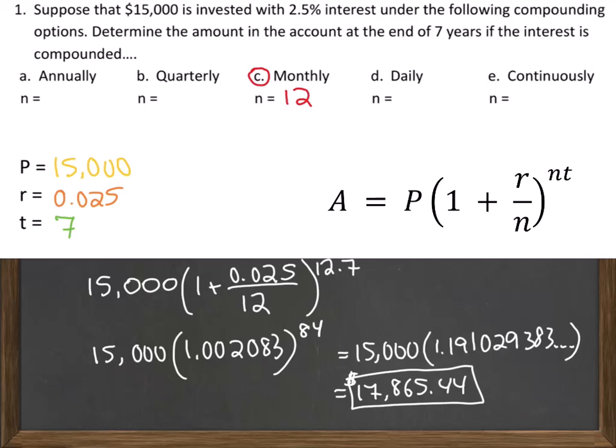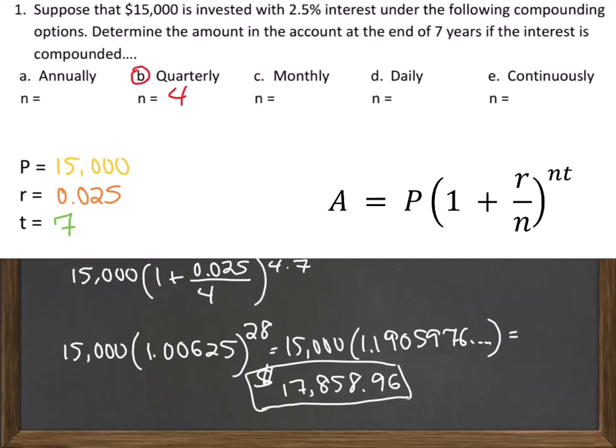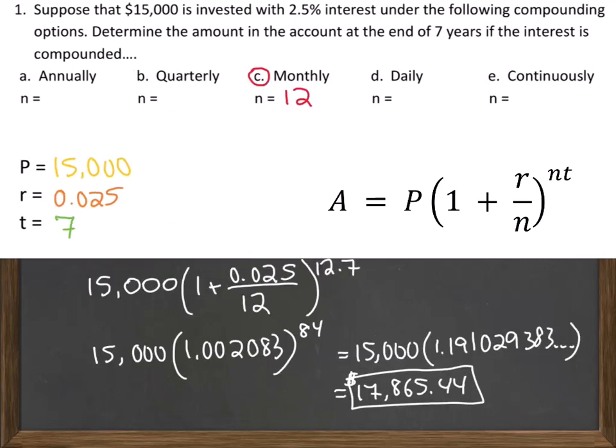Okay? So again, let's compare the monthly compounding to the other one, right? So before we had 17,858. Okay, so you can see when we go from quarterly to monthly, it's still increasing from 58 to 65, but this time it's not increasing as much, right? It's only increasing by about $7 or so.